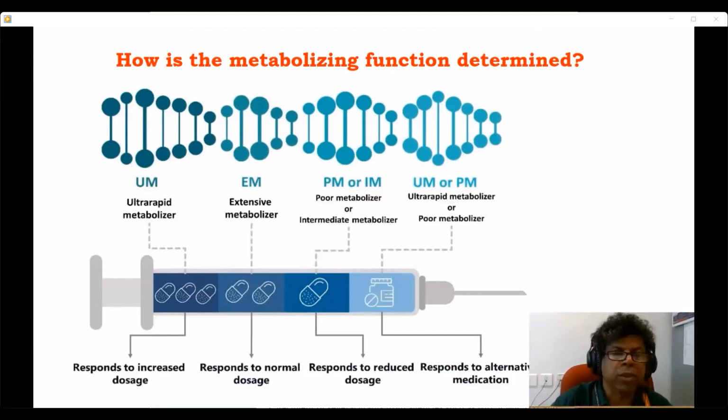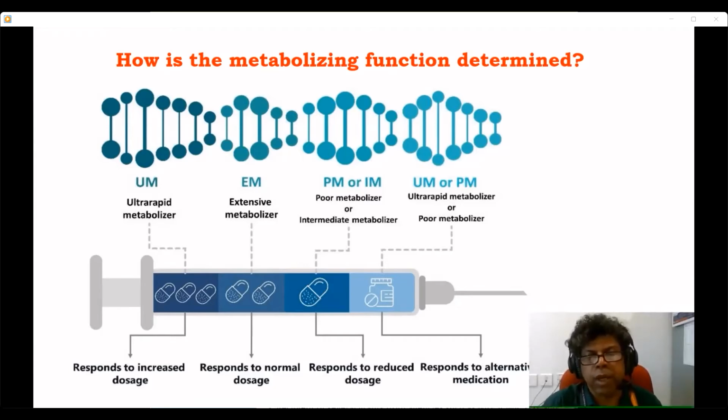In the case of extensive metabolizer, the normal dosage of the drugs is enough, so the patient will respond to the normal dose of the drug. The third phenotype is the poor or intermediate metabolizer, and in this case, the patient requires a lesser or reduced dosage of the drug. These three phenotypes are very commonly seen in many drugs, including pain medications.